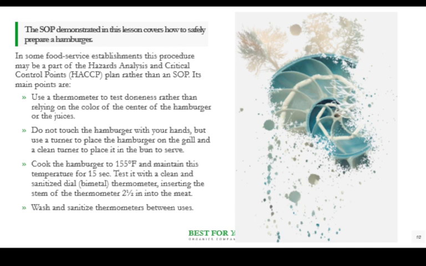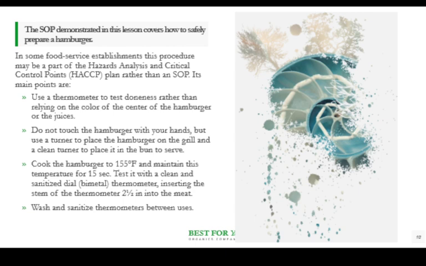Environmental health specialists note that some establishments use the same turner to pick up the raw hamburger as well as the cooked one. This risks cross-contamination. Cook the hamburger to 155 degrees Fahrenheit and maintain the temperature for 15 seconds.